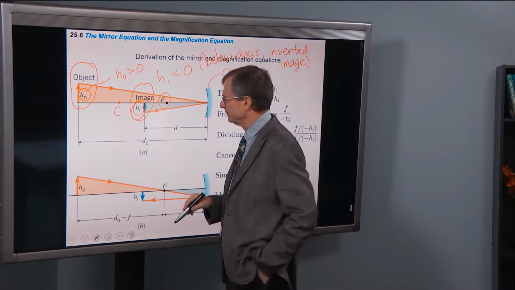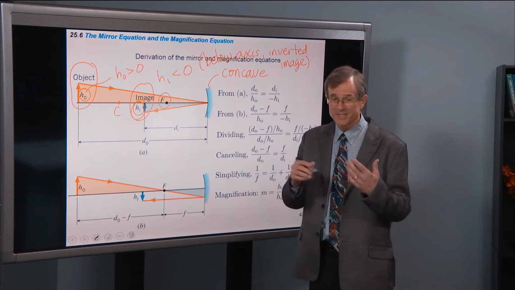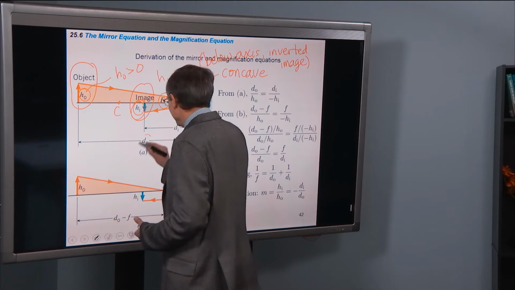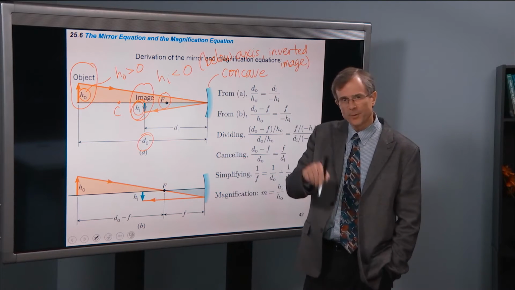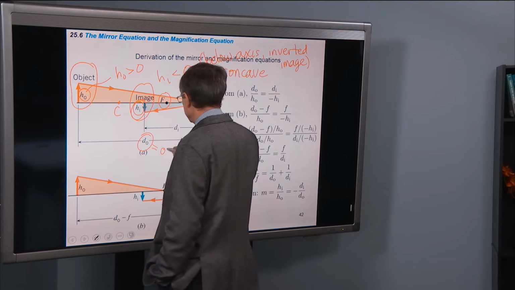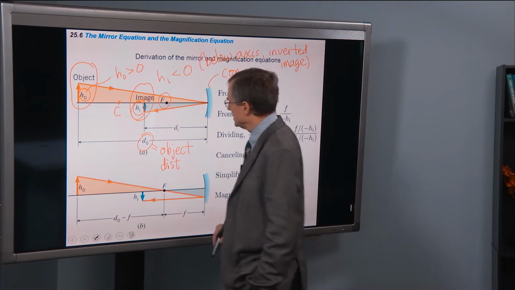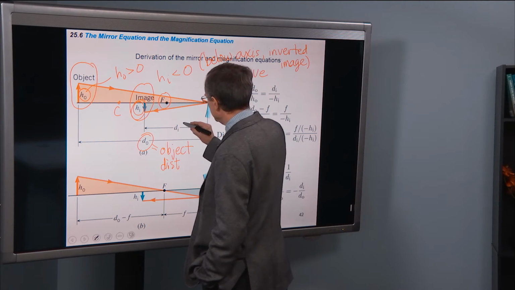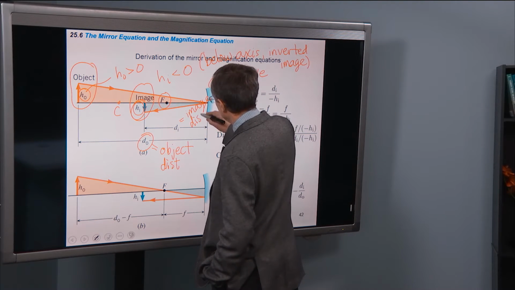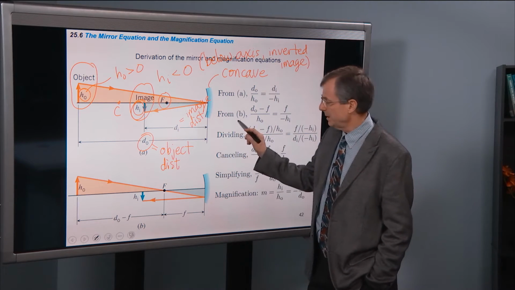D naught, in fact, we're defining a lot of, this is a derivation, but it's also a definition of all the parameters you're going to be using. D naught, and so this is important. D naught is the distance from the object to the mirror. That's called the object distance. D i is the image distance. All right, that's the distance between the image and the mirror.